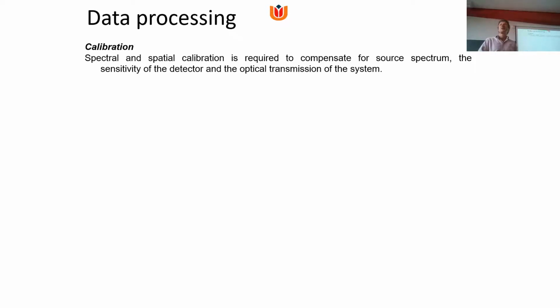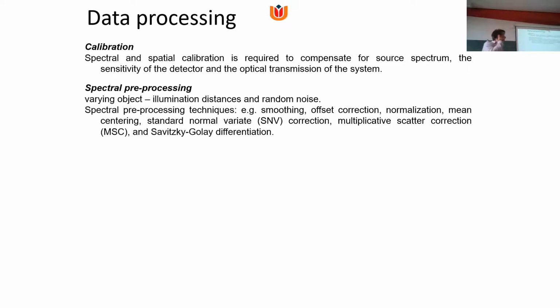You need spatial calibration. Do you have homogeneity in your illumination field? Is it all the same intensity at all sites? So you need to do also your spatial calibration. And then you have compensated for light source spectrum and the sensitivity of the detector and the optical transmission of the system. Then you may need to do some spectral pre-processing. Now we'll go back into that later.